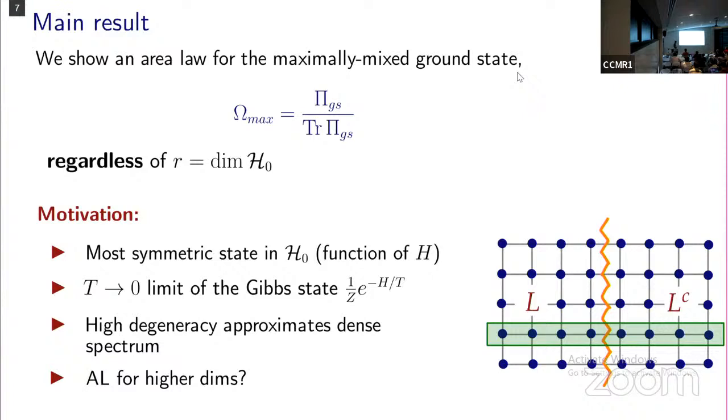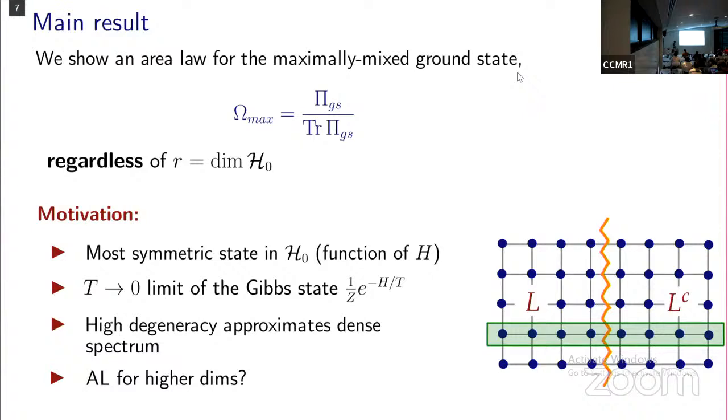And the reason why this might be interesting is that, first of all, this is the most natural state in the ground space. This is a function of the Hamiltonian. When t goes to 0, it is the limit of the Gibbs state. We heard about it like 2 talks ago. And we know that there is an area law for the Gibbs state in the mutual information for constant temperature, but this thing is for the temperature going to 0.